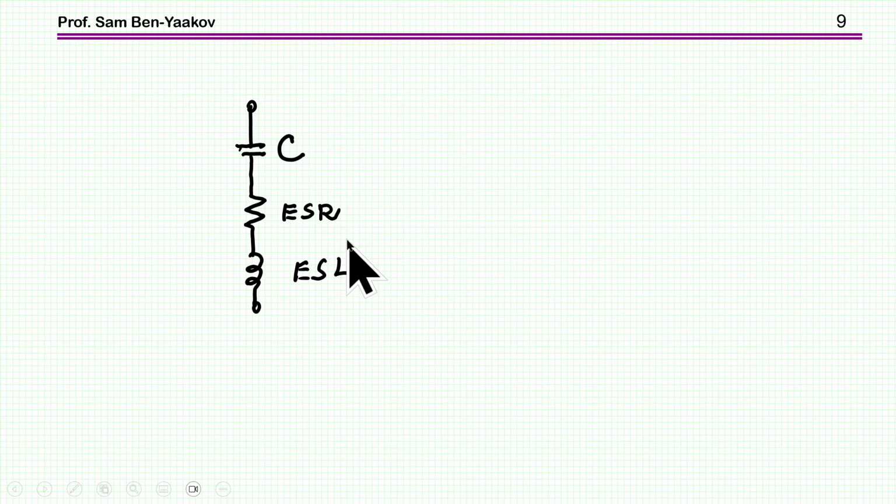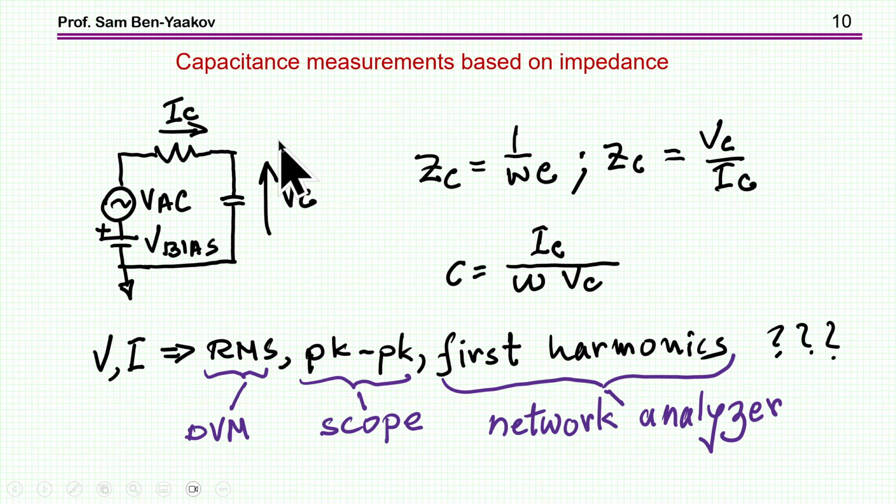In this presentation, I'm just concentrating on the capacitor itself, although, of course, the issue of ESR and ESL are very important. But just for the sake of simplicity, I'm concentrating here on this basic characteristic of the capacitor. So as I've said, there is a group of measurements which is based on impedance, okay?